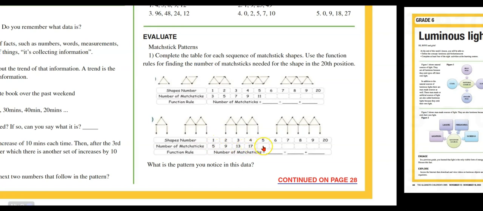So we should continue now with 4 5s, 20, 20 and 1 giving us 21. 4 6s, 24, 24 and 1, 25. 4 7s, 28, 28 and 1 should give you 29. 4 8s giving us 32, 32 and 1 giving us 33. And you would continue until you get to the 20th term. What is the pattern you notice in this data?